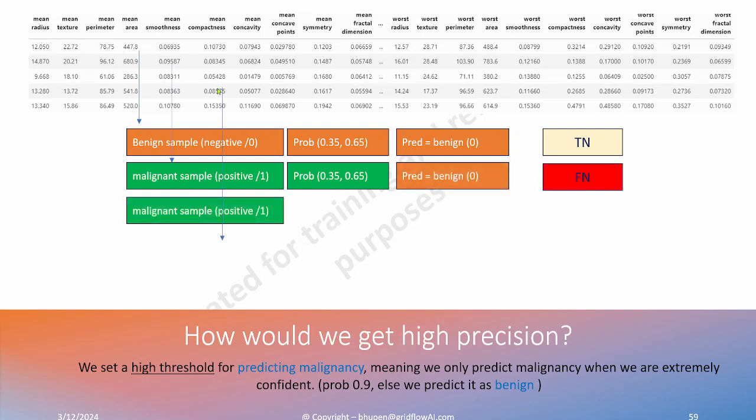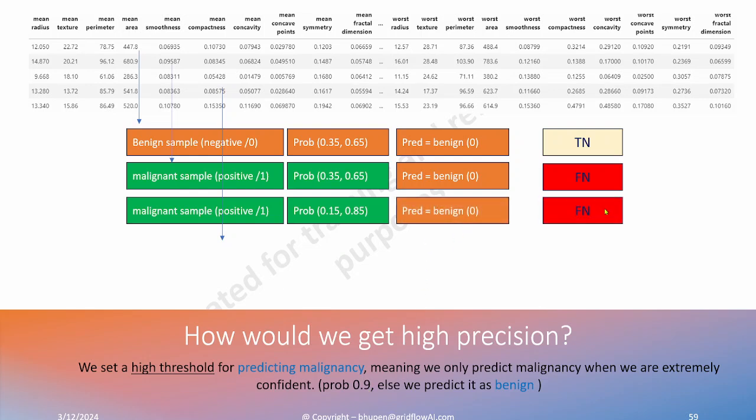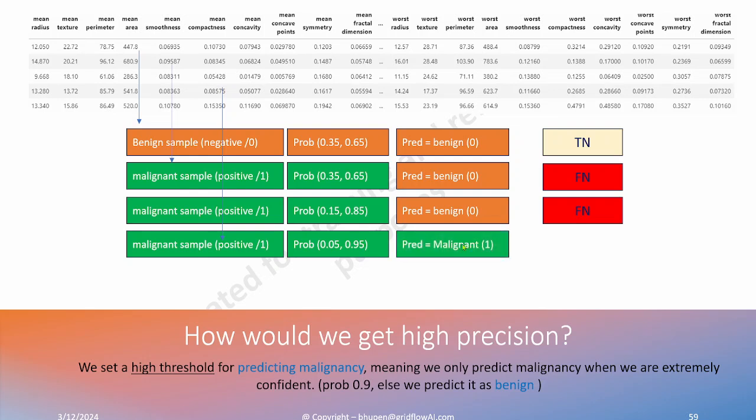And likewise, we take the third sample, and this is positive and 1. And here the probabilities are 0.15 and 0.85. And again, 0.85 is lower than 0.9. And that means it's benign as well. And that's false negative. And likewise, one more sample here, malignant, positive 1. And the probability is 0.05, 0.95. Now this is more than 0.9. So we will say this is malignant, which is okay, this is true positive.